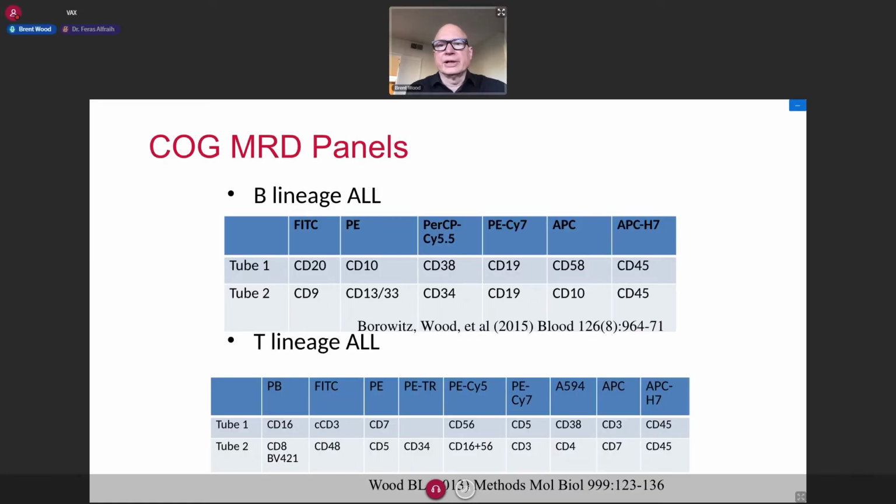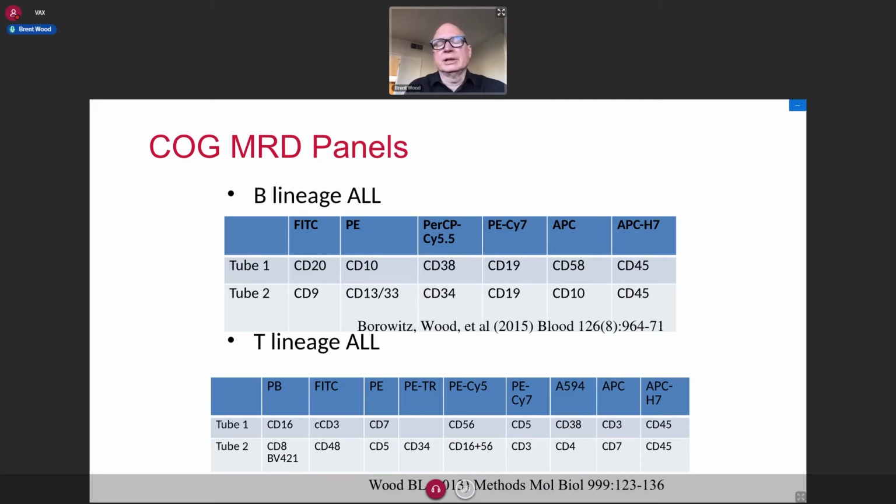So these are the panels of reagents which we have employed for over a decade in clinical trials with the Children's Oncology Group, where we serve as a central reference laboratory for MRD testing. On the top is a relatively simple 2-tube, 6-color assay that works very well for the identification of residual disease at early time points after therapy, such as end of induction. It wasn't designed to detect MRD in the presence of large numbers of normal B cell precursors later from therapy. Additional reagents could be incorporated into this, and there are versions of this that we've been testing.